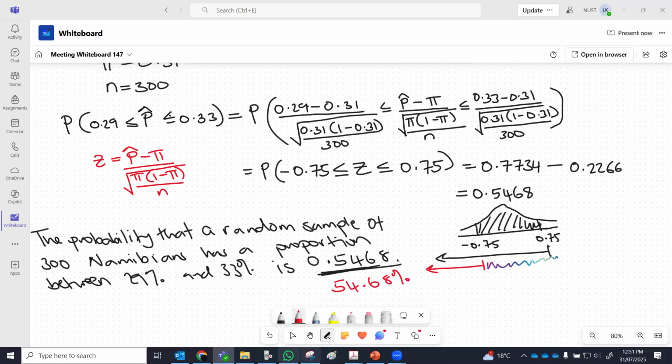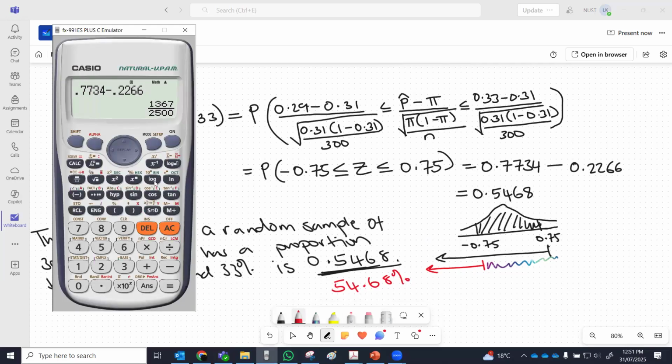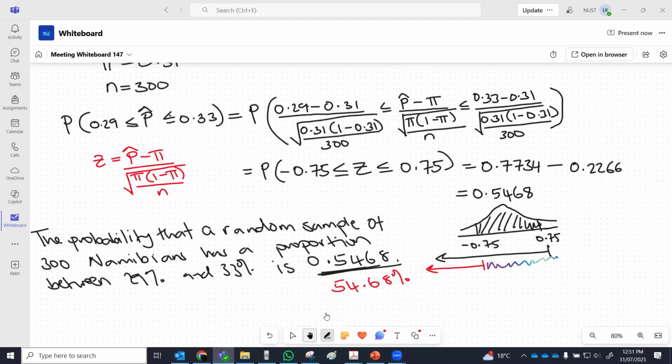Okay, so this one here, you can write it as 54.68%, or you can write it as a fraction, 1,367 over 2,500. Okay, either one of them is fine. You don't have to write all of them, just one of them is fine. Okay, and that is how we answer it. And you can see that the way we do it is almost identical to what we did with the sample mean.